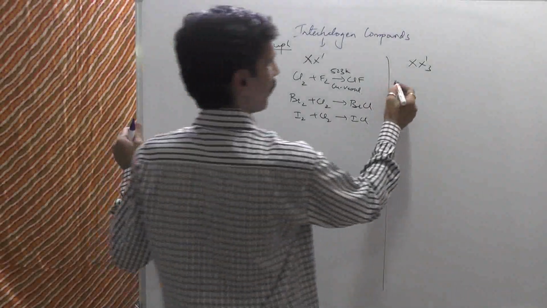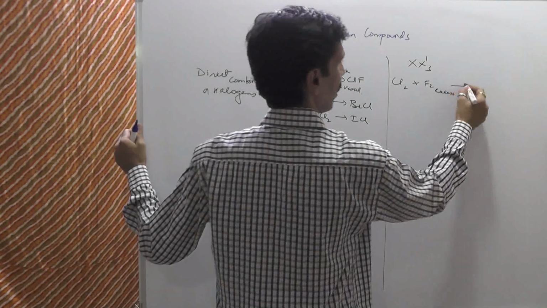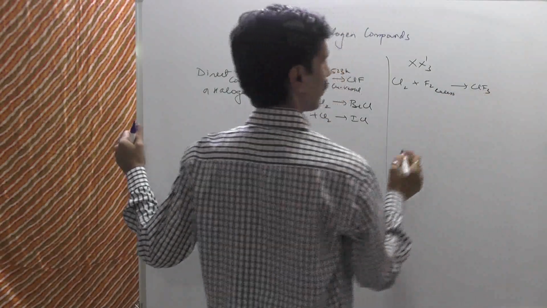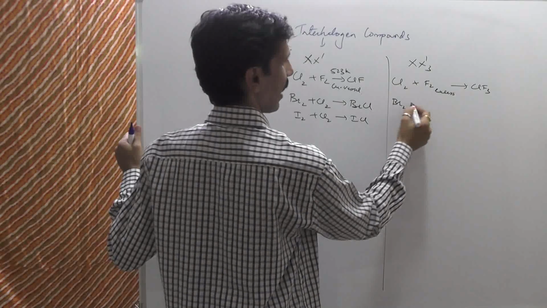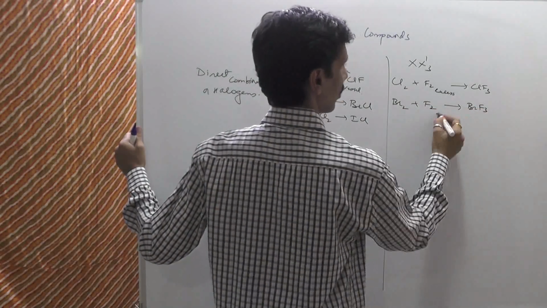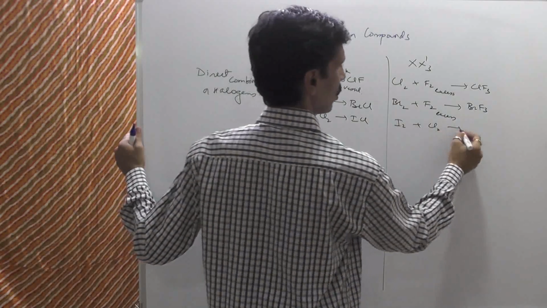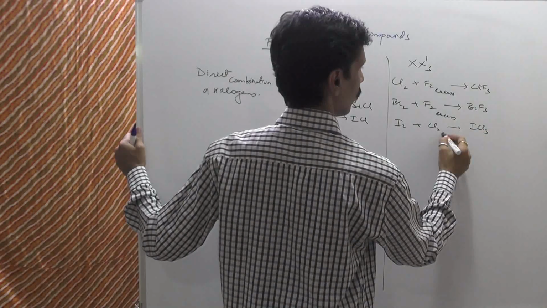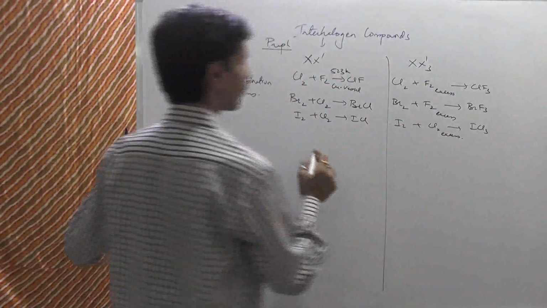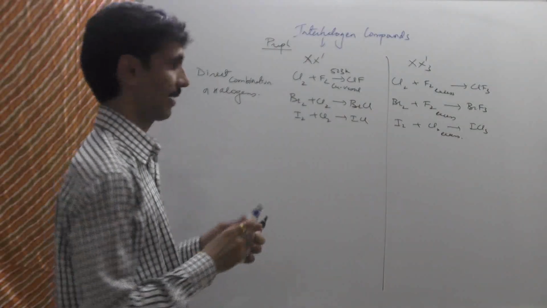Whereas here we have say Cl2 plus F2. Now this is going to be in excess, and that is going to give you ClF3. Similarly, Br2 plus F2 is going to give you BrF3. So this fluorine is going to be in excess. I2 plus Cl2, it will give you ICl3. So Cl2 is in excess. So this is one method of preparation of interhalogens.